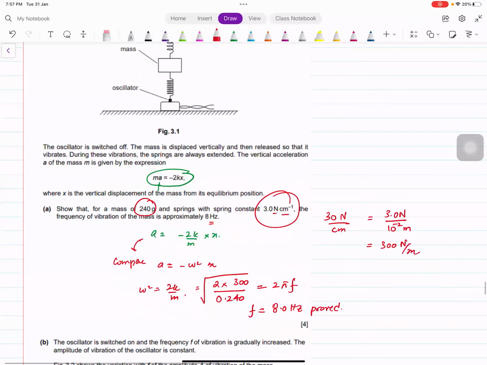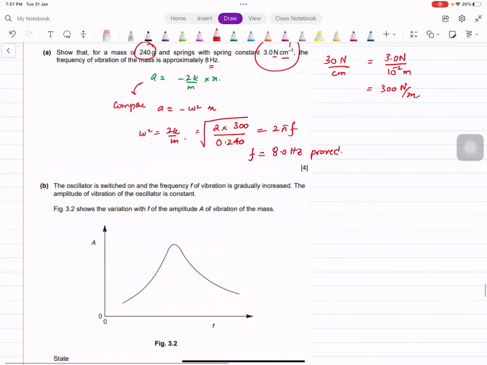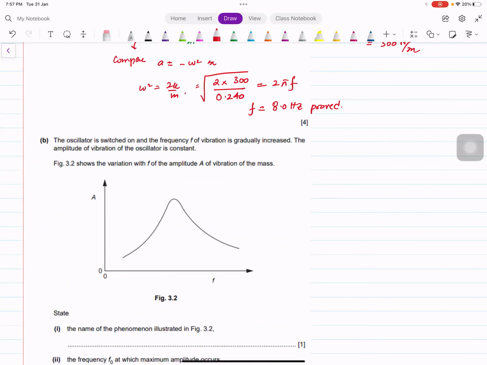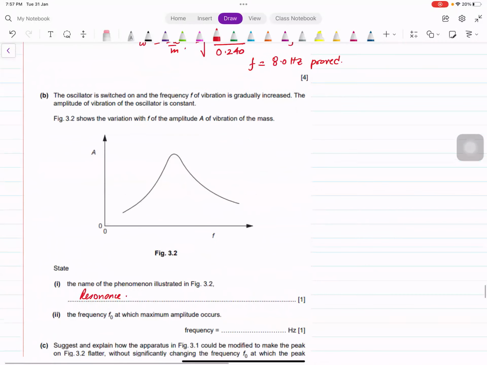Now, they've given you this. And they say, okay, show that the variation of amplitude is this. Now they say, state the name of the phenomenon illustrated. What phenomenon is this? Who's going to tell me? Resonance. Okay, resonance. Very good. You should be confident about it.